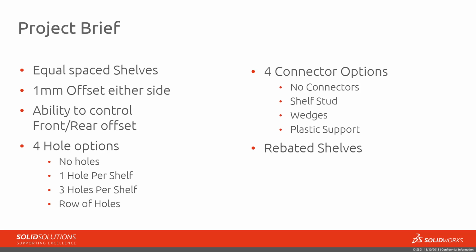What I'll be looking at doing here is setting up a set of equally spaced shelves and following the parameters that we've got outlined there on the presentation slide. So I'll be looking to define a 1mm offset for the shelves, working from left to right as we would be putting them into the cabinet. And then looking at other alternatives as well, so the ability to control the front and rear offset.